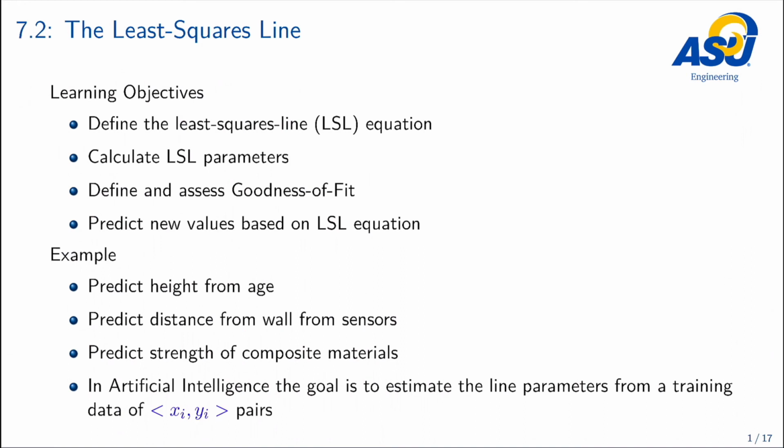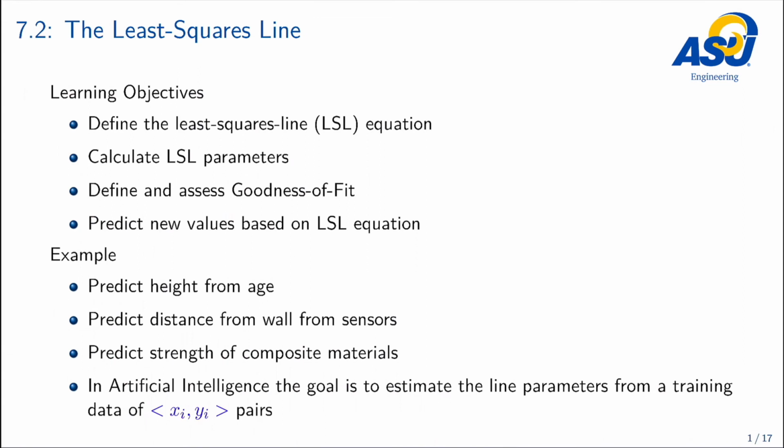This is section 7.2, the least square line. The objectives of this video are to define the least square line equation. Least square line, in short LSL, and we want to calculate the LSL parameters, define and assess how good is the fit of this line approximation to the data, and finally to predict new values based on the LSL equation.